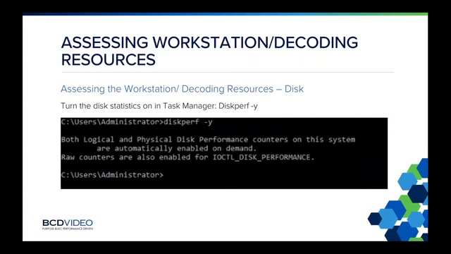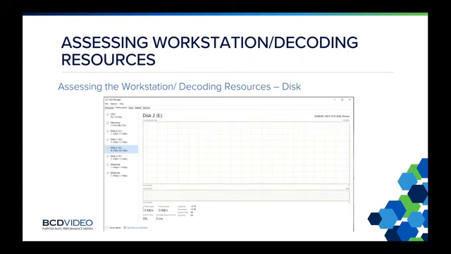I execute this command, and you can see that I've now added the disk performance stats to Task Manager as well, allowing me to peer into what I have going on with disk IO and determine if I have disk IO problems. Traditionally, you'd be doing this on an archiver or something that has a large amount of read or write going to or from the drives.